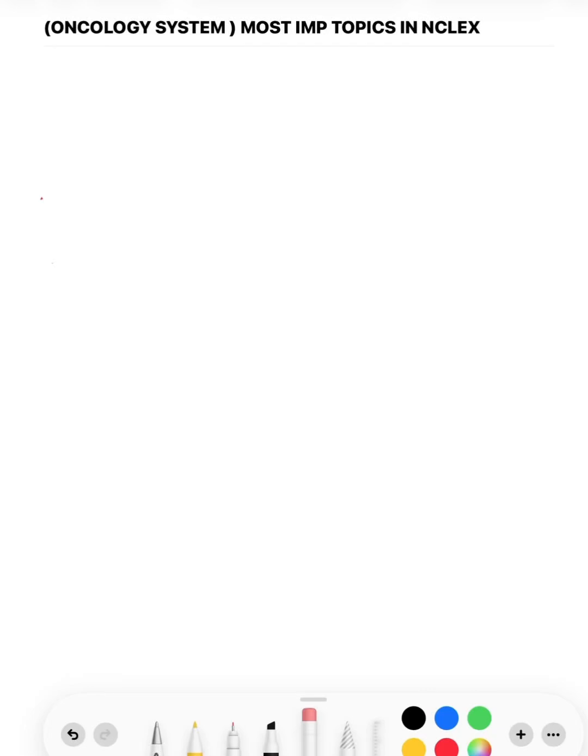Hello everyone. Today we start a new topic, the oncology system. In the oncology system there are many topics. The first one is chemotherapy, so let's start with chemotherapy.